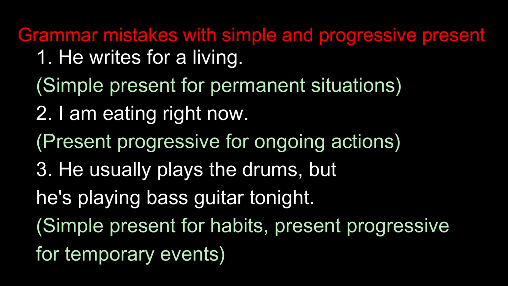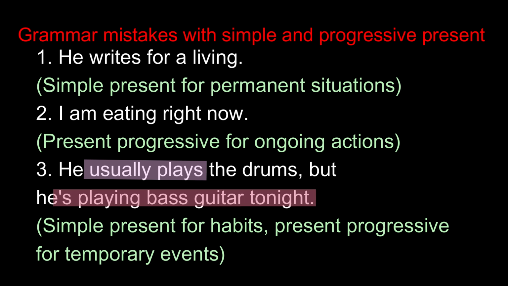1. He writes for a living. Simple present for permanent situations. 2. I'm eating right now. Present progressive for ongoing actions. 3. He usually plays the drums, but he's playing bass guitar tonight. Simple present for habits. Present progressive for temporary events. Usually indicates a habit requiring the simple present tense, while tonight specifies a current action necessitating the present progressive tense.